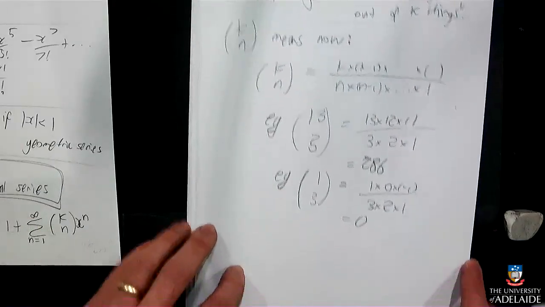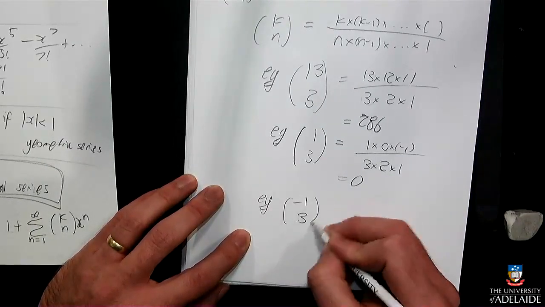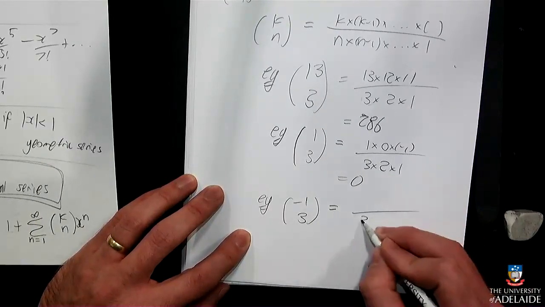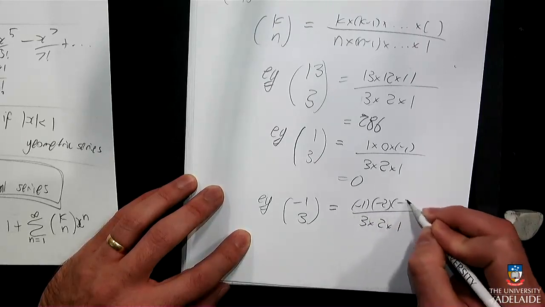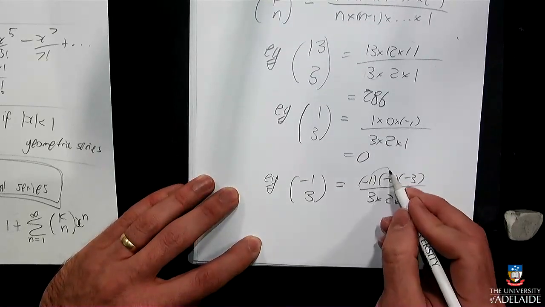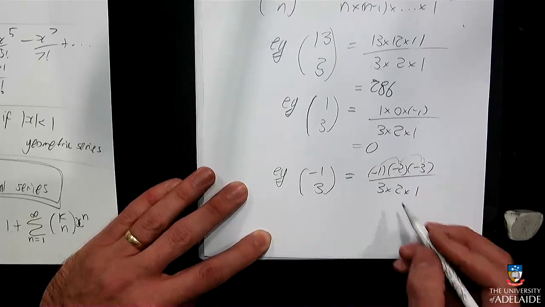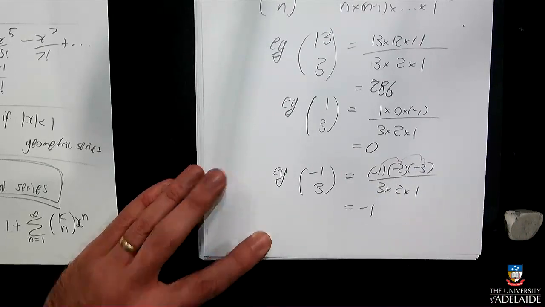Are you ready? Here we go. Minus 1 choose 3: 3 times 2 times 1 on the bottom, and minus 1 times minus 2 times minus 3 on the top. Because we started at minus 1 and we went down 1, and we went down 1 again. There are 3 things here and 3 things there. That's how it works. So the answer is negative 1.